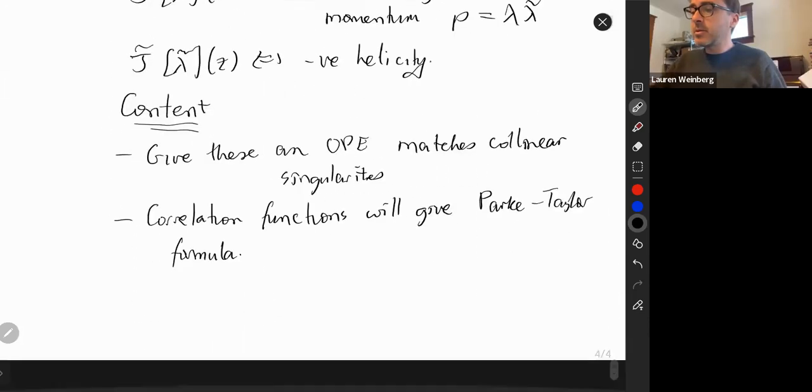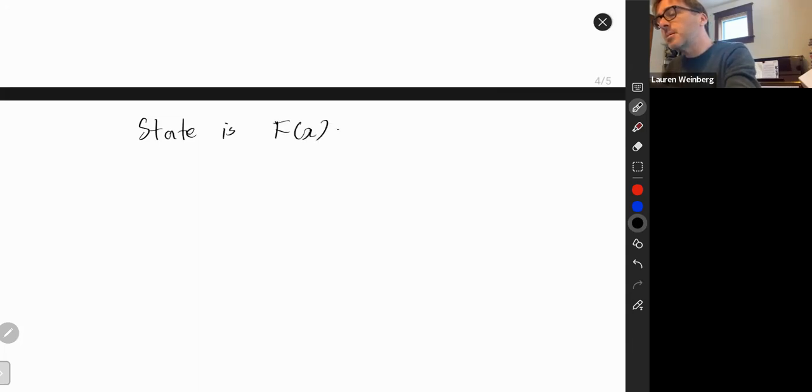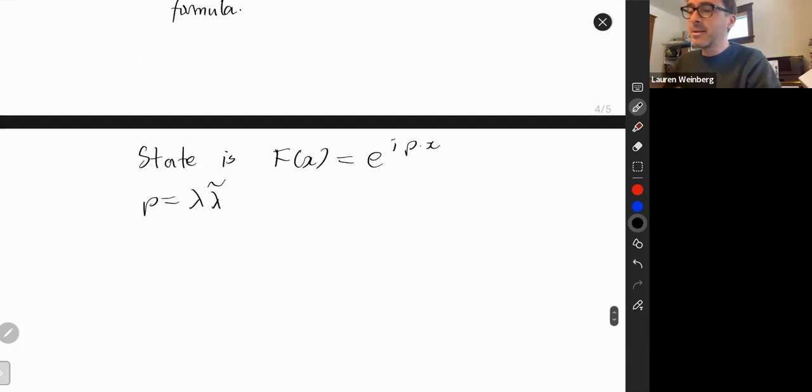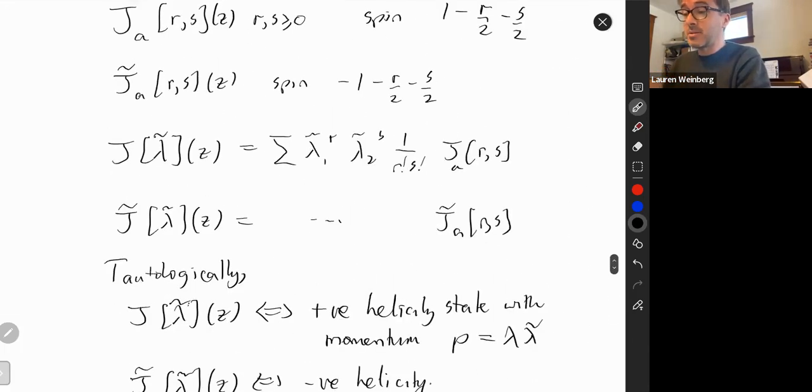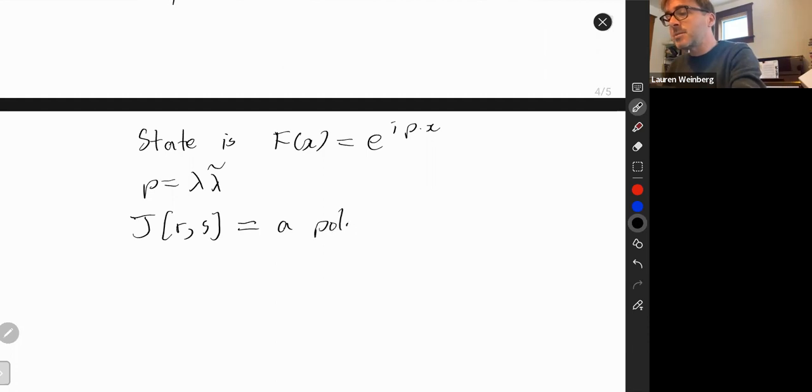So what's going on is, if you work in real space, a state is f of x equal to e^{ip·x}, and p is lambda lambda tilde, and then I expand that in a series and find this expression. So this is literally the series expansion of that state. So J^{a,s} is equal to an explicit polynomial on real space.